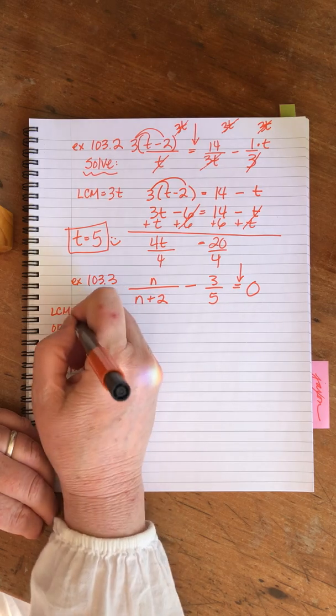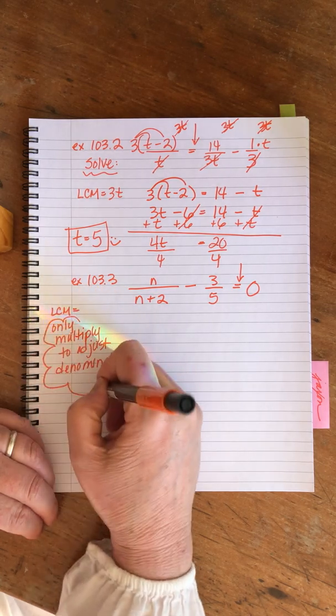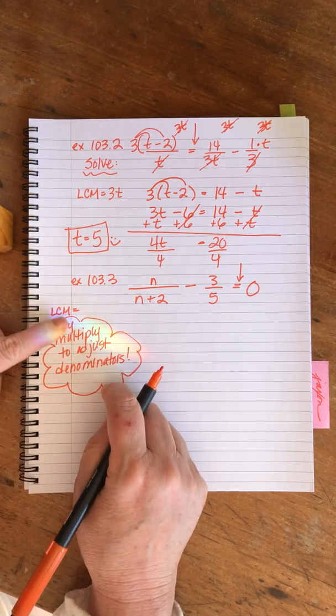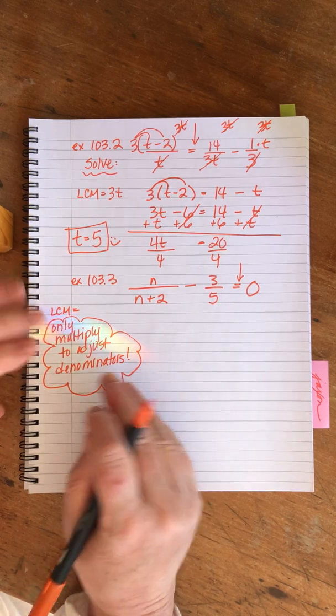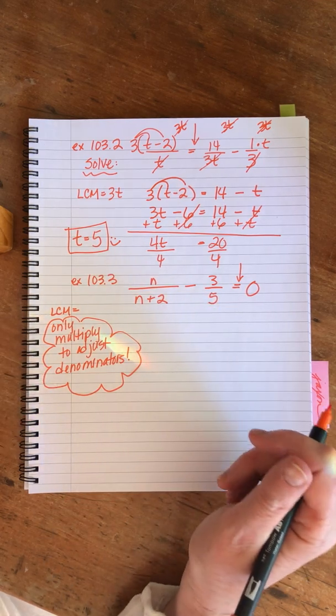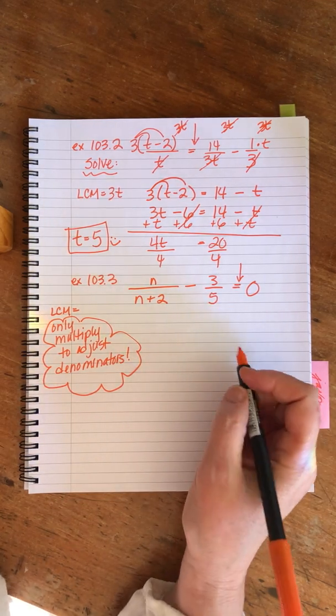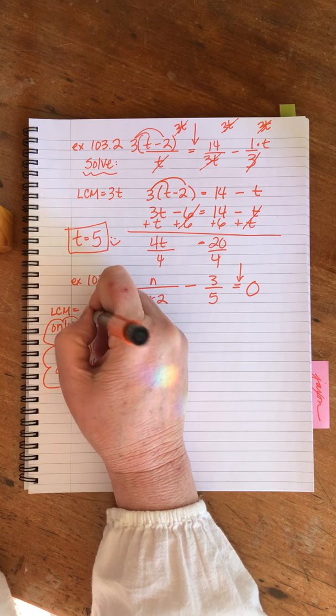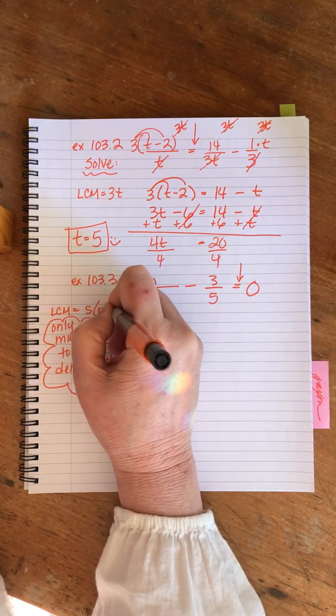And that, my friends, is why I prefer to call this the least common multiple, because that m of multiple reminds me I can only multiply. I can't add 3 to this and n to that. It doesn't work like that. So all I can do is multiply things together. So that means our least common multiple is 5 times the quantity n plus 2.